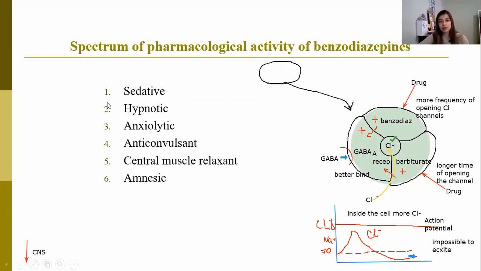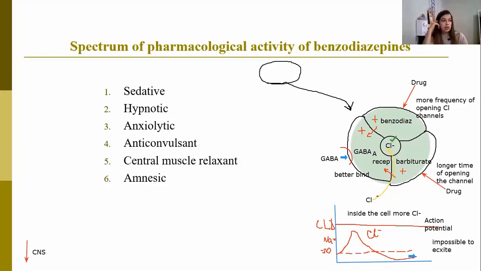Well, the spectrum of pharmacological activity of benzodiazepines has effects like sedative, so this is calming down the patient. Next, hypnotic, making them sleep. Then anxiolytic, what does it mean? It is when the patient has anxiety, like he's worried about something, or maybe he is afraid of something, so these effects also will be reduced. Anticonvulsant activity, this is reducing the tone of muscles in case of seizures. Maybe it will be used in epilepsy, for example.